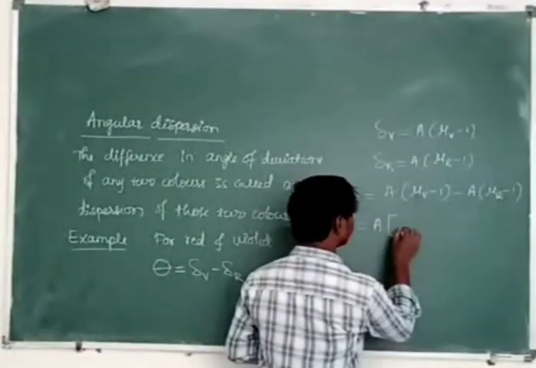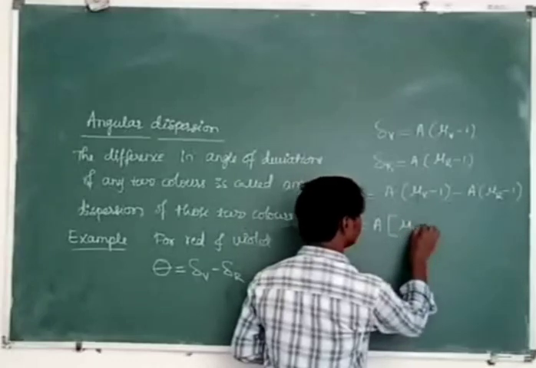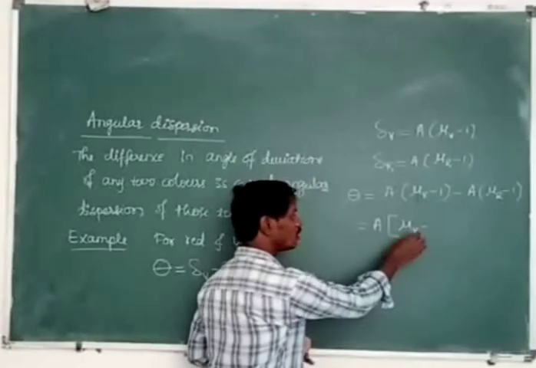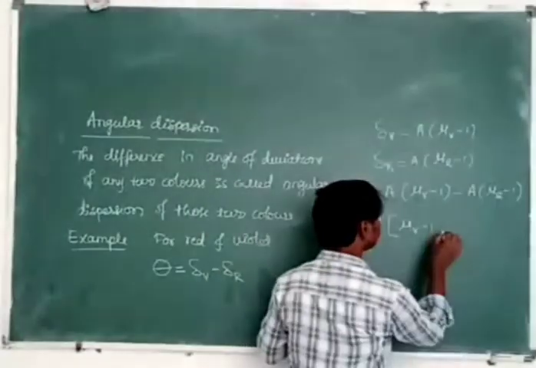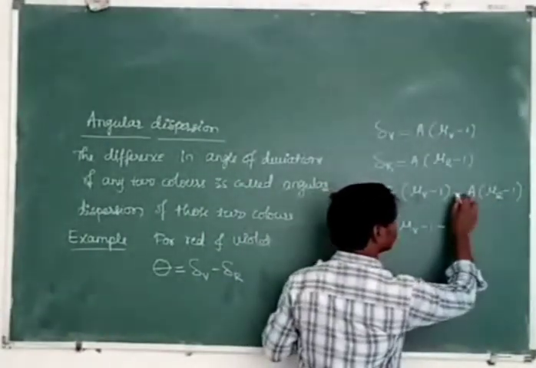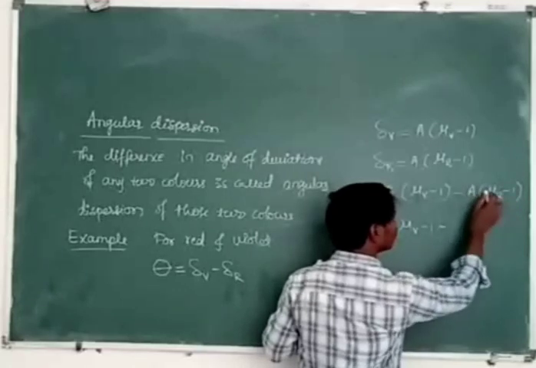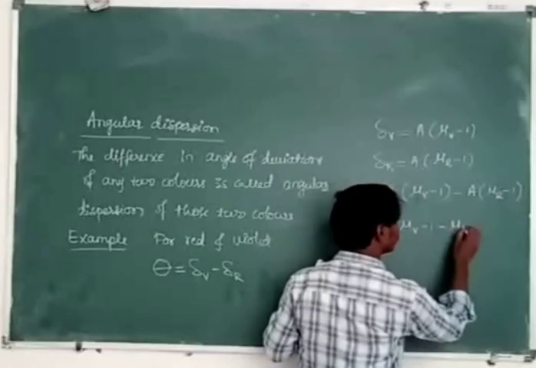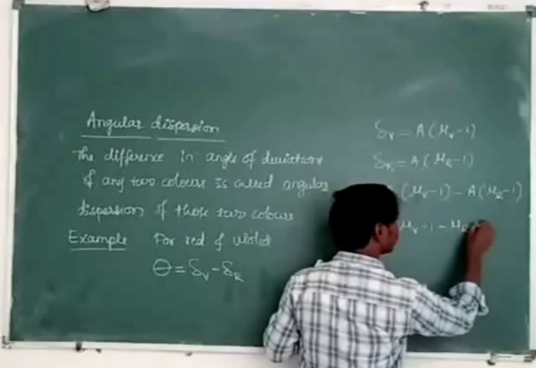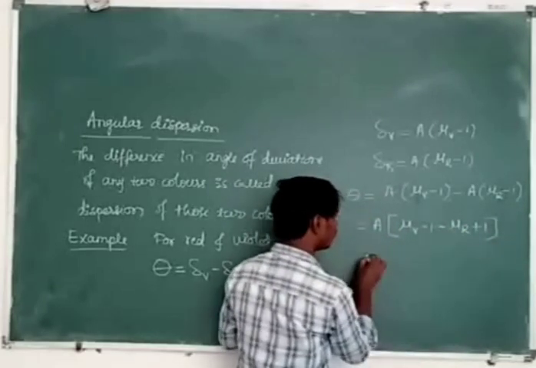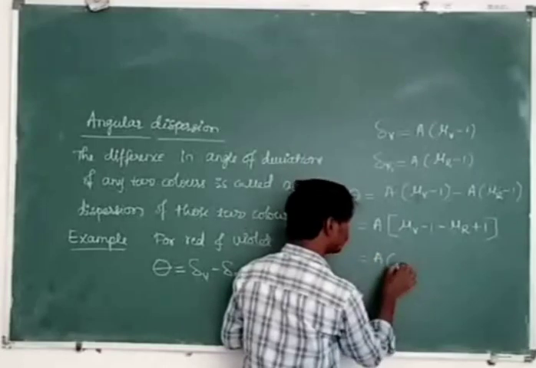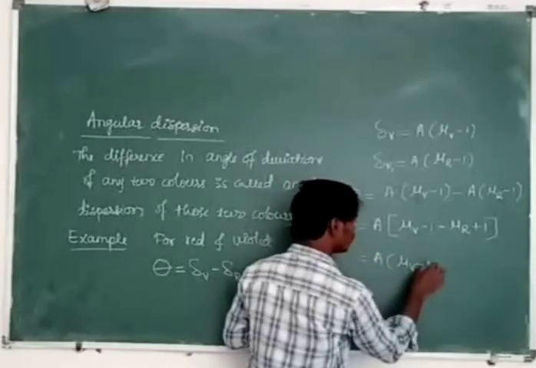Then in bracket I will write mu V minus... mu V means the refractive index of the material of the prism for which color? Violet color. Mu V minus 1. Then I will multiply this bracket with the minus sign: minus into plus, minus, minus mu R. Then minus into minus is plus 1. Then here minus 1 plus 1 get cancelled. Then what is the answer now? A into mu V minus mu R.